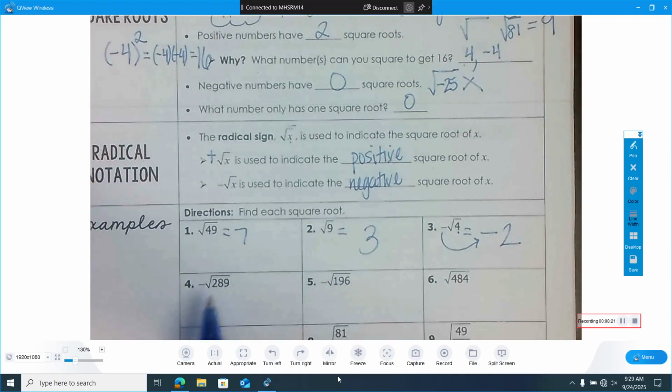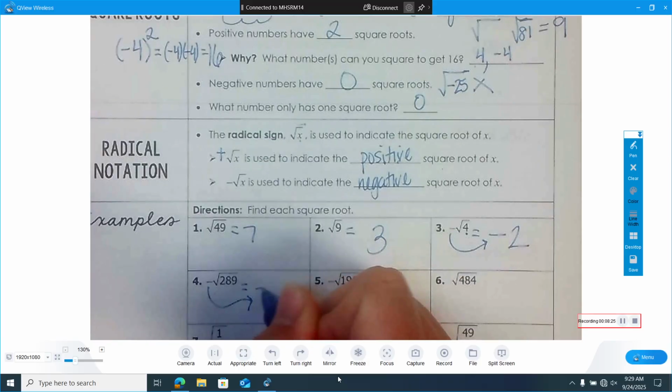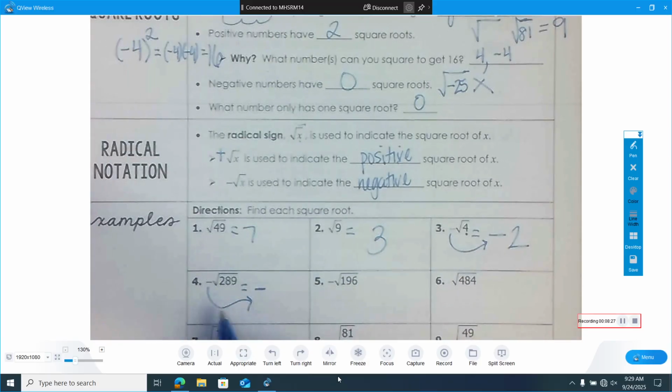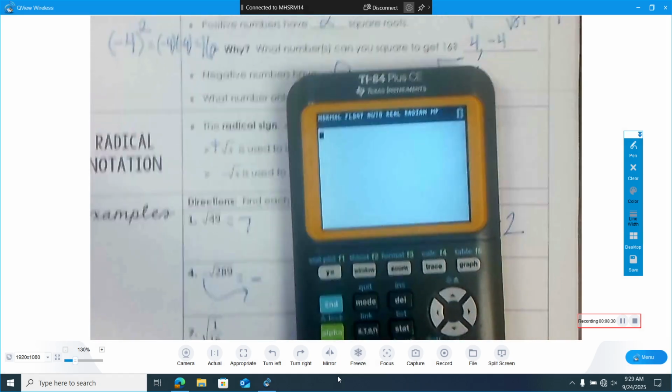Ooh, here's one. I don't have this one on my list. There is a negative, so I'm going to bring that negative along for the ride. Does anyone know what the root of 289 is? It is 17. I didn't know that. So what can I use if I didn't know that?